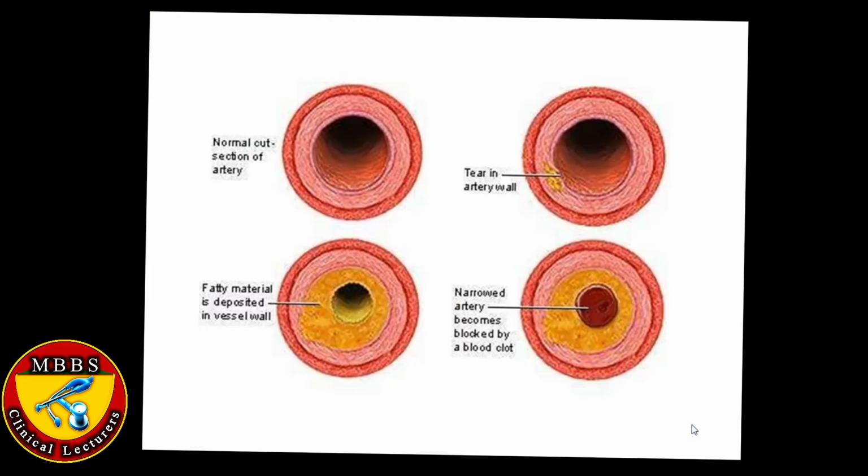See, this is a normal cut section of the artery, and whenever there is a tear in the wall of the artery due to this cholesterol deposition, this fatty material is deposited in the vessel wall, creating a very narrow lumen. So whenever there is any problem with the blood, any clot formation, it can block the vessels.